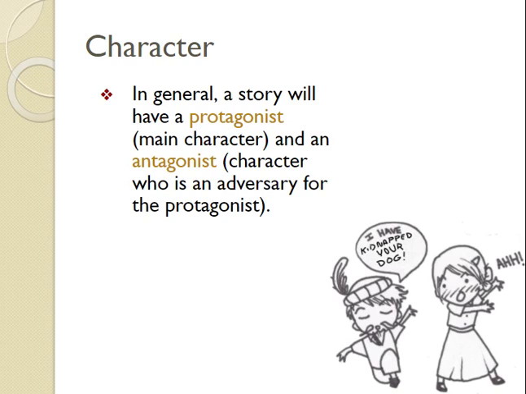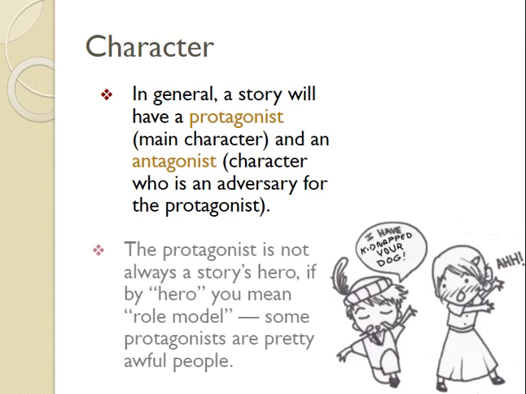We also categorize characters according to their role in the story, and the two main categories are protagonist and antagonist. The protagonist is the main character, typically, and some stories may have more than one. And the antagonist is the character or force that opposes that protagonist. So it's an adversary, it stands against the protagonist.